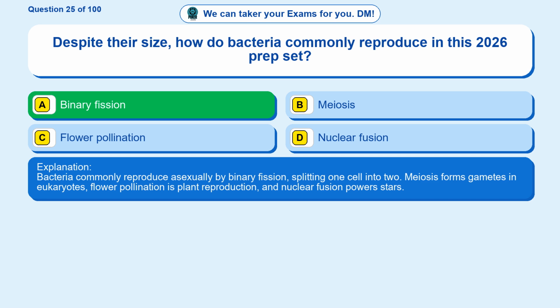Bacteria commonly reproduce asexually by binary fission, splitting one cell into 2. Meiosis forms gametes in eukaryotes, flower pollination is plant reproduction, and nuclear fusion powers stars.